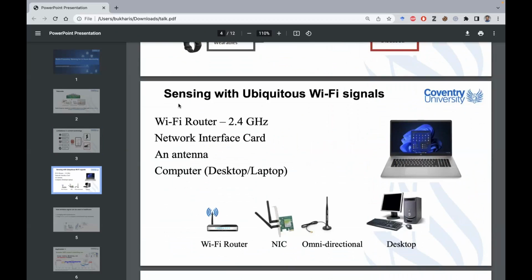There are three techniques that we are presently working on. Number one is a Wi-Fi based sensing system. Number two is radar based, and number three is a software defined radio based sensing system.